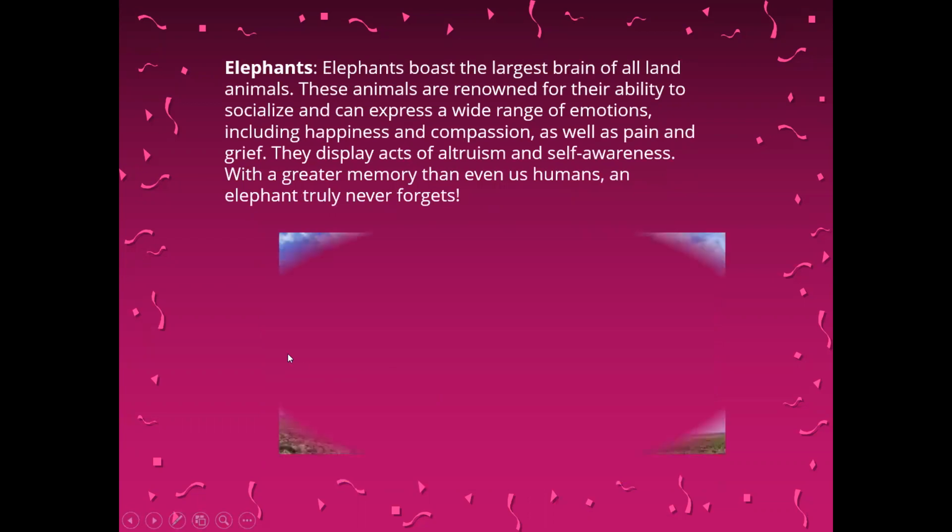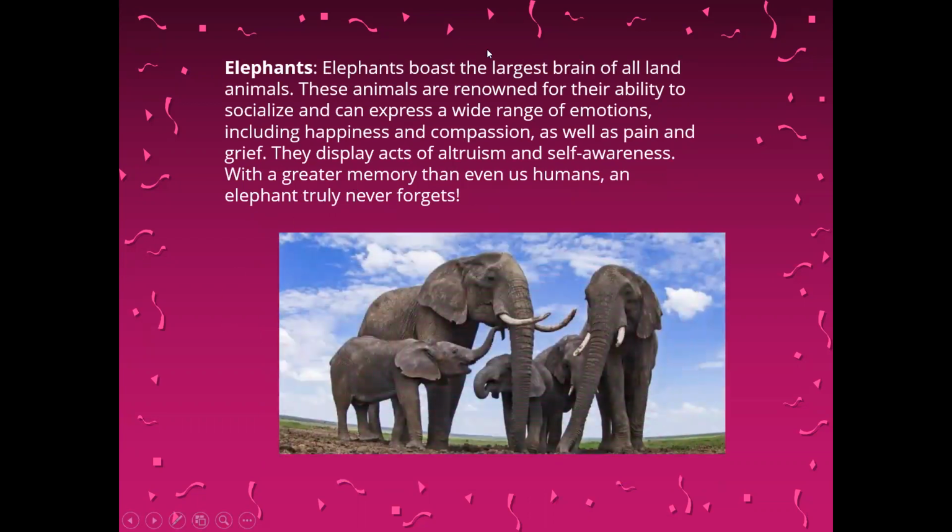Okay, and now our third animal is the elephant. So elephants boast the largest brain of all the land animals. These animals are renowned for their social skills, and can express a wide range of emotions, including happiness, compassion, as well as pain and grief. They display acts of altruism and self-awareness with a greater memory than even us humans, and elephants truly never forget. So mostly elephants have the largest brain of all the land animals.